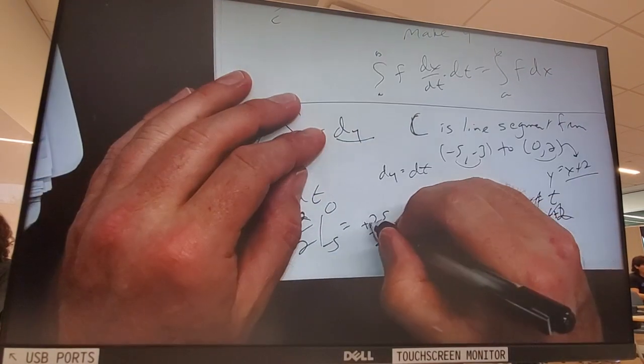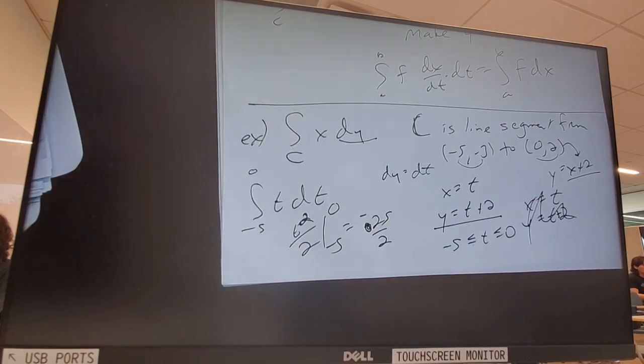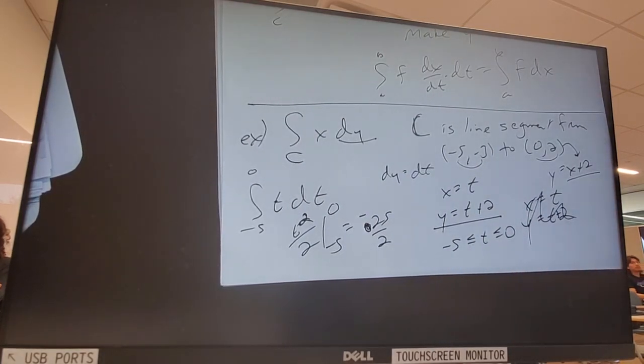Oh no, it is negative. You're subtracting. I love you guys so much. So when you plug a 0 in, and then you subtract what you get when you put -5. I agree with you that -5 squared is positive, but you're subtracting it because it was big F of b minus big F of a.